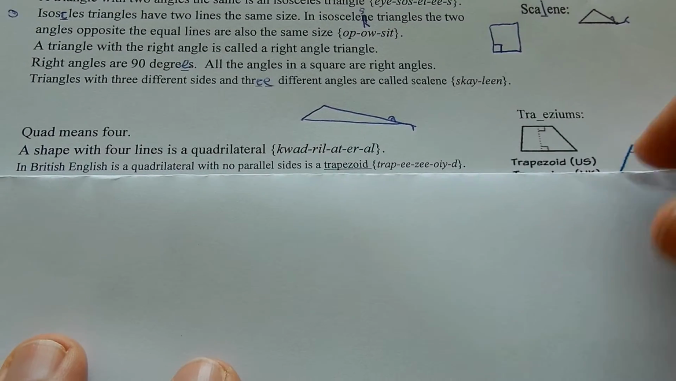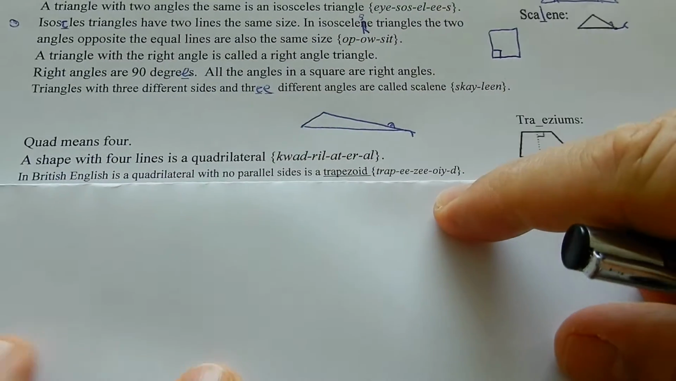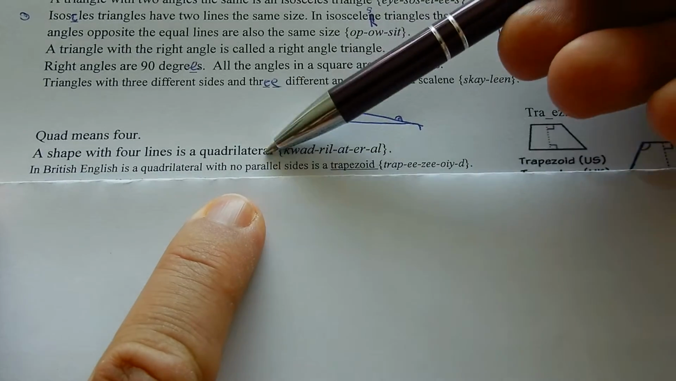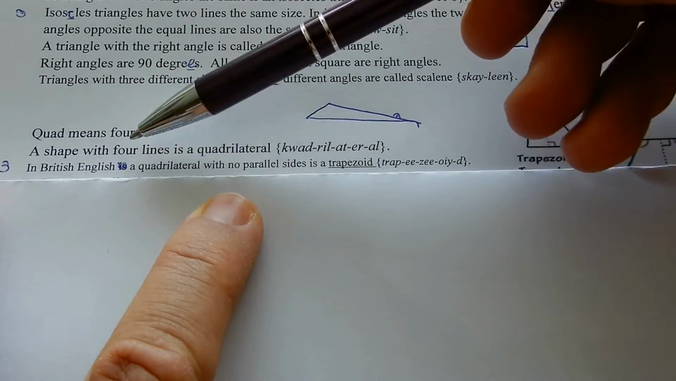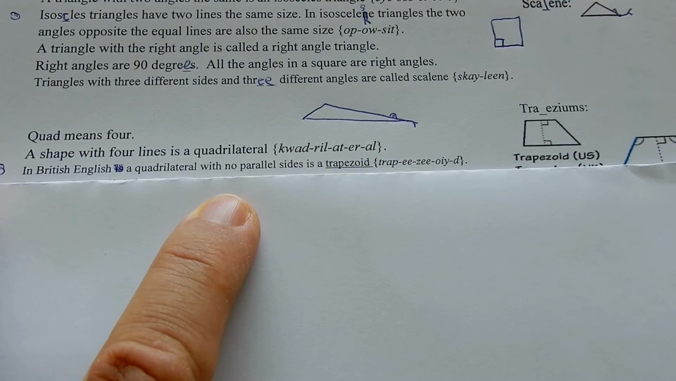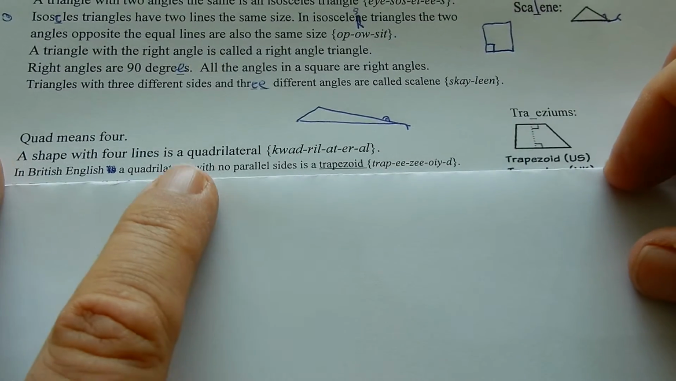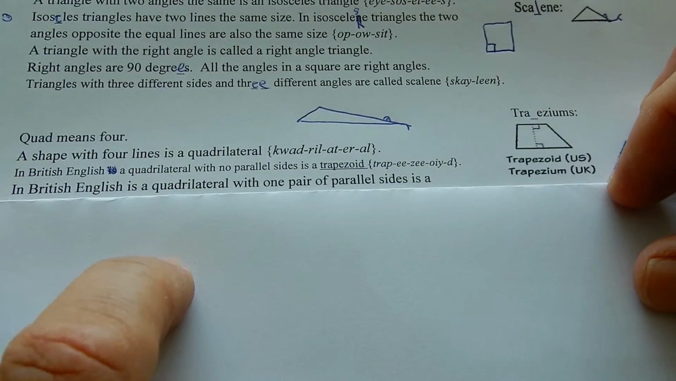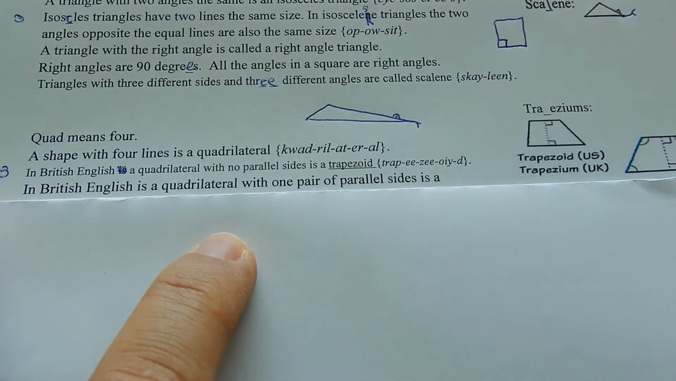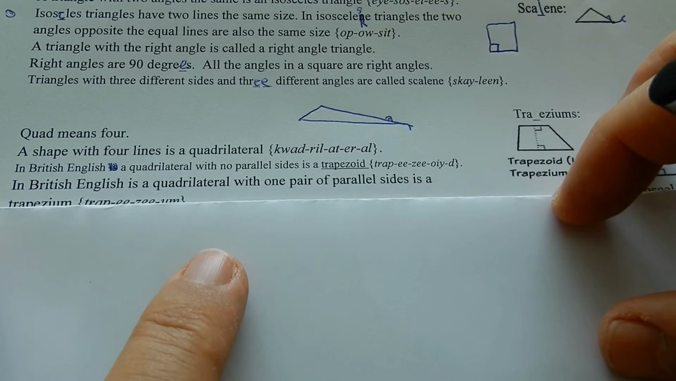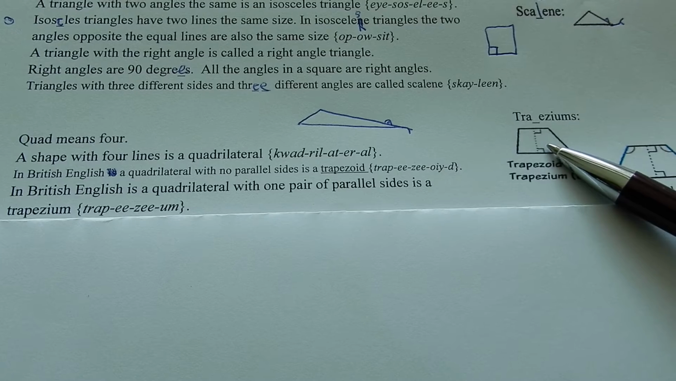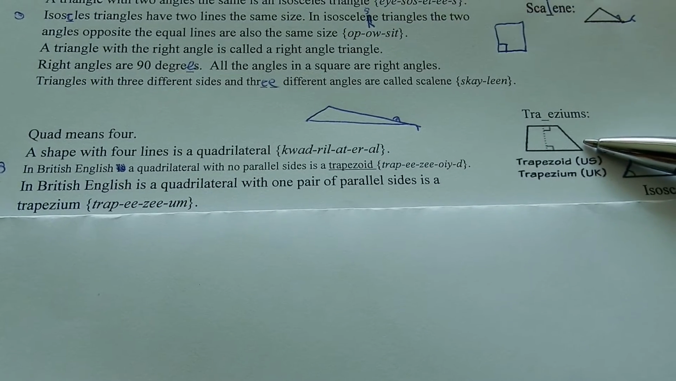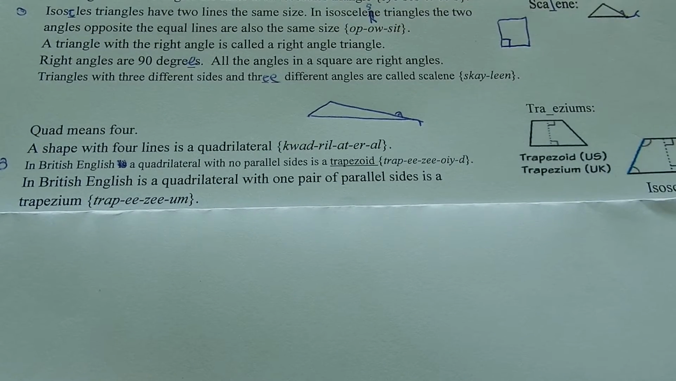Quadrilateral means four lines. In British English, a quadrilateral with no parallel lines is a trapezoid. A quadrilateral with no parallel lines is a trapezoid. In British English, a quadrilateral with one pair of parallel sides is a trapezium. So this is a trapezium in England. This is called a trapezoid in the USA.